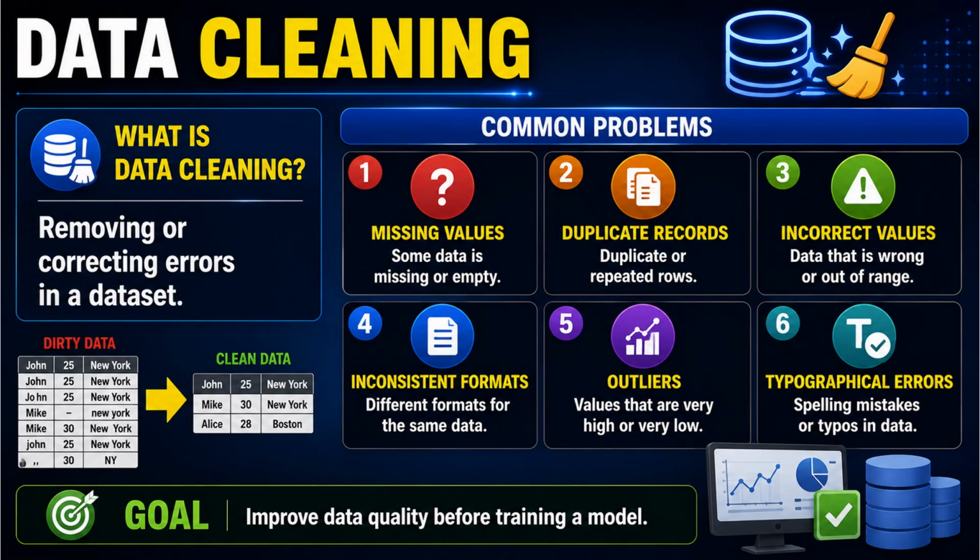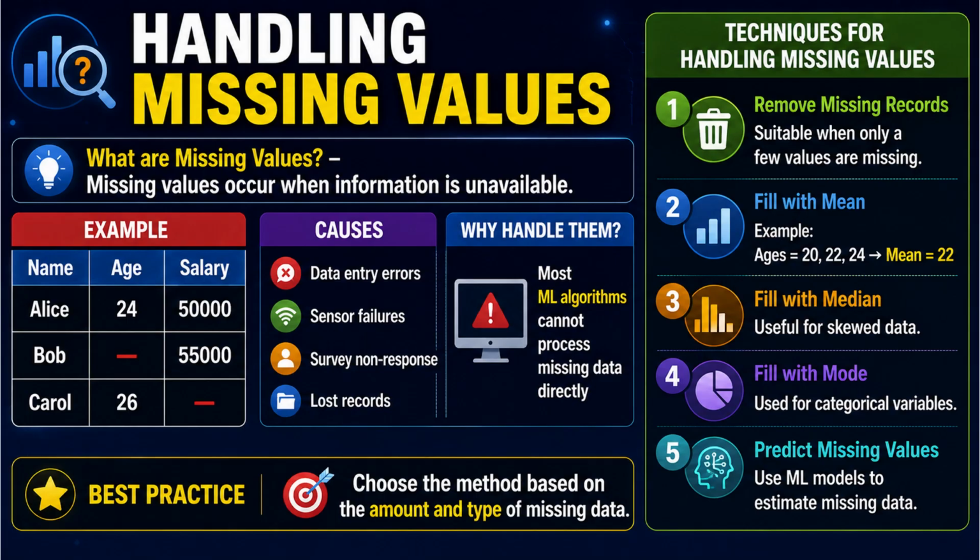So data cleaning, what is data cleaning? Removing or correcting errors in a data set. Common problems are missing values, duplicate records or incorrect values. Inconsistent formats could also be there. Outliers may be there, and typographical errors could also be there. So you have to take the dirty data and produce clean data.